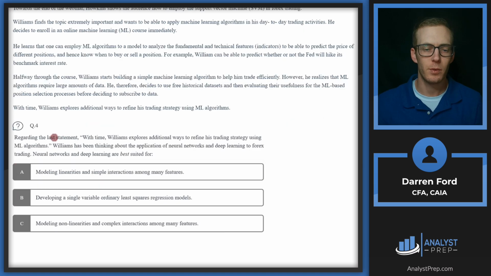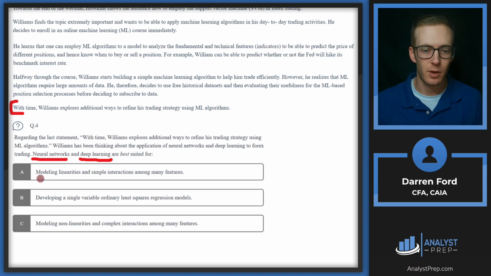Answer A. Question 4. Regarding the last statement, with time, Williams explores additional ways to refine his trading strategy using machine learning algorithms. So just note here, looks like it's just that last statement here in the case study. So I think we can just answer based on that information. Williams has been thinking about the application of neural networks in deep learning to Forex trading. Neural networks in deep learning are best suited for. So it looks like we've got questions mainly just going to be on neural networks and deep learning and how that can refine his trading strategy. So let's look at these answers.